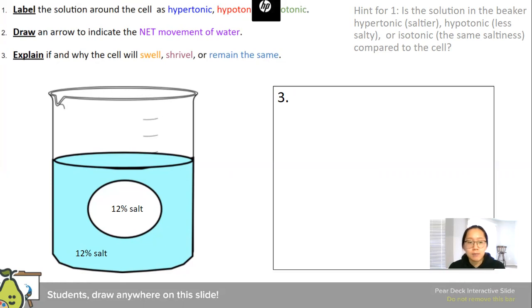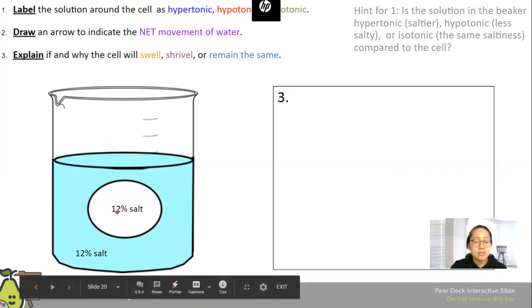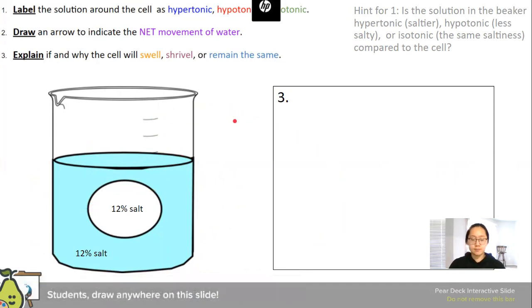So the hint is still the same. We're looking at a 12% salt cell instead of a 12% salt solution. So you're going to be looking at this blue solution on the outside. Is it going to be hyper, hypo, or iso? You're going to pause and do that, and I will be checking this for completion and correction.